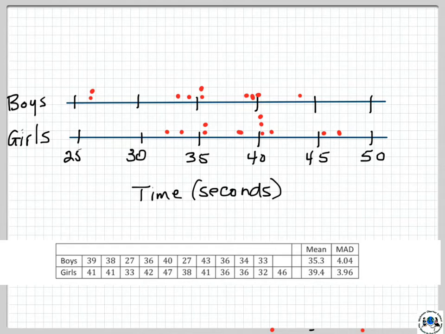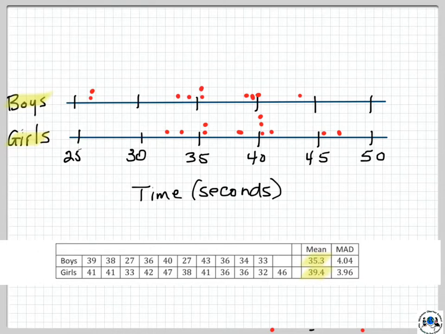So if you went ahead and made some dot plots for the data, it might look something like this here. We have boys on top, the top dot plot, and girls on the bottom, and in such a way we can compare them. And they don't look all that incredibly different.